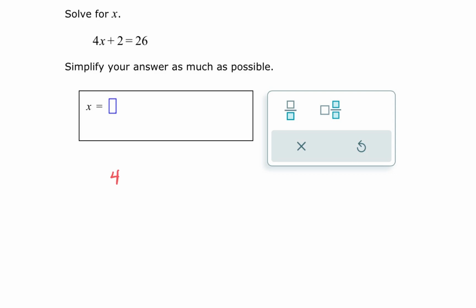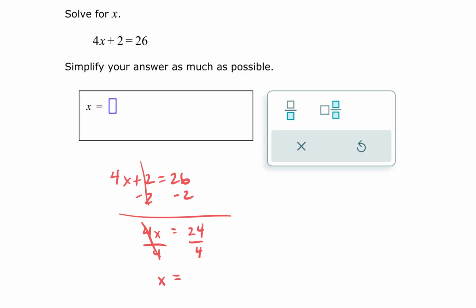And one last example, 4x plus 2 equals 26. I'm going to subtract the 2 from both sides. Then I'll have 4x on the left, and I'll have 24 on the right. Then I'm going to divide by 4 on both sides. Then I will have 1x on the left and 24 divided by 4, which is 6, on the right.